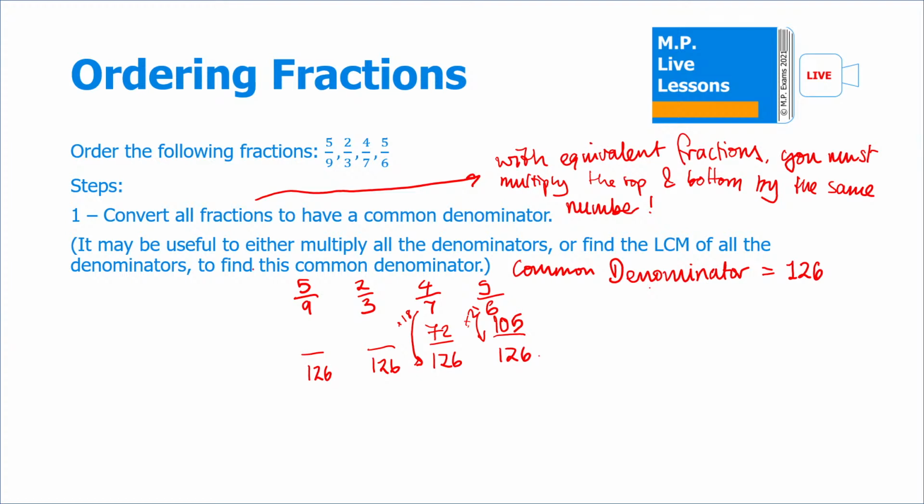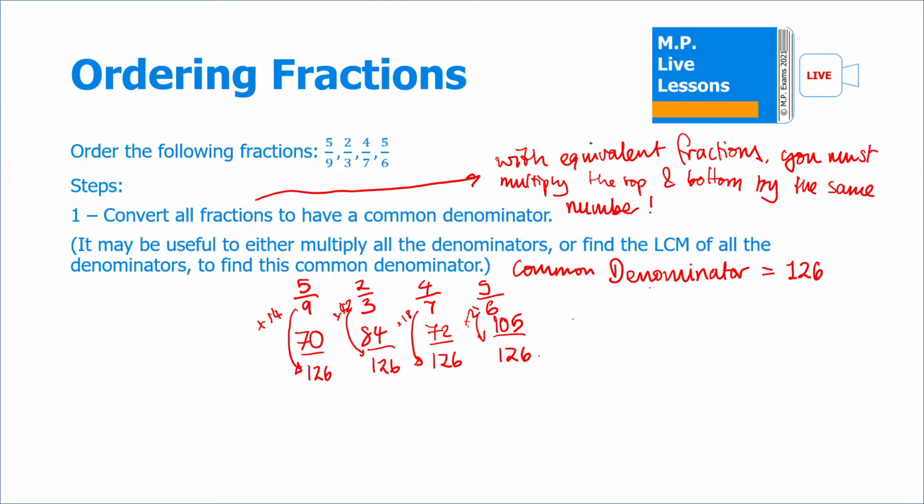To get from 3 to 126, you multiply by 42, which gets us the equivalent fraction of 84 over 126. To get from 9 to 126, we multiply by 14, which gets us the equivalent fraction of 70 over 126.